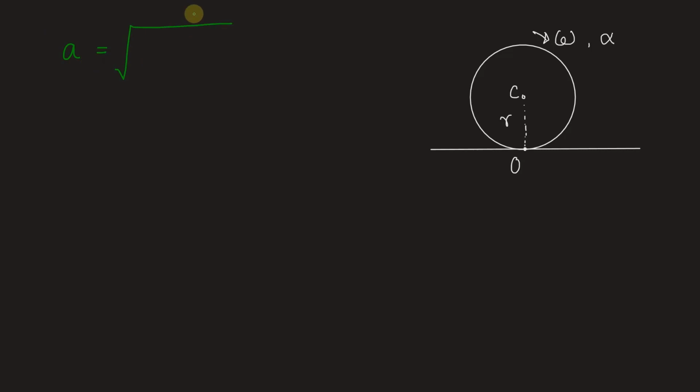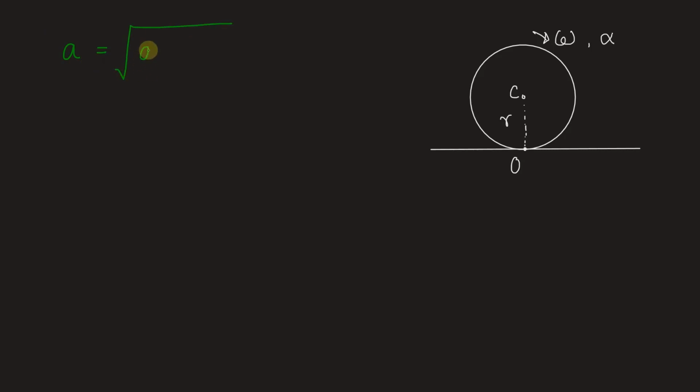Let's see. Let this be the surface on which a disk of circular cross section with radius r is rolling at angular velocity omega and angular acceleration alpha. Let this be the center C and this be the point of contact O. Now acceleration for any point here on the disk will be given as A, which will be a resultant of the two components of acceleration.